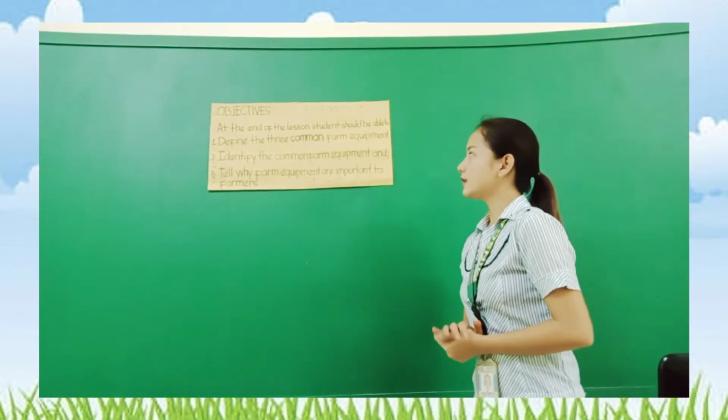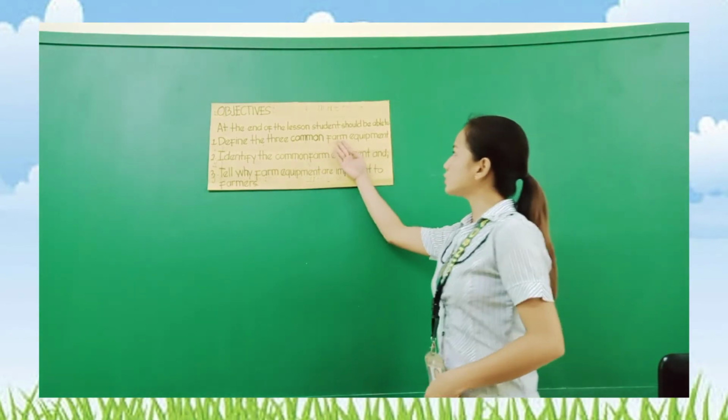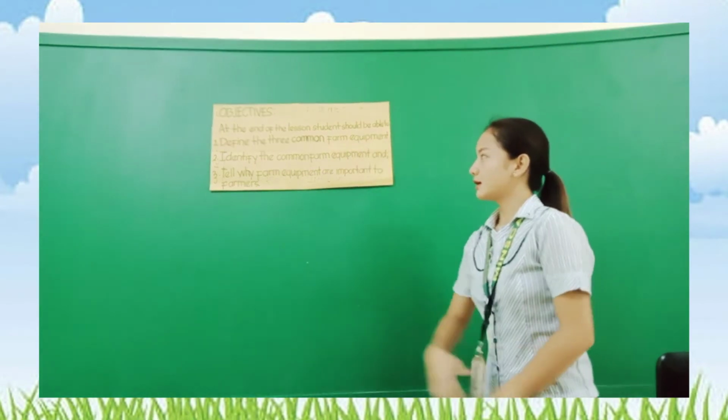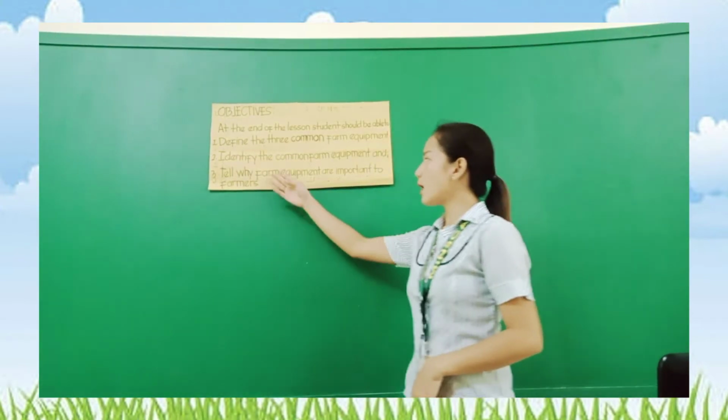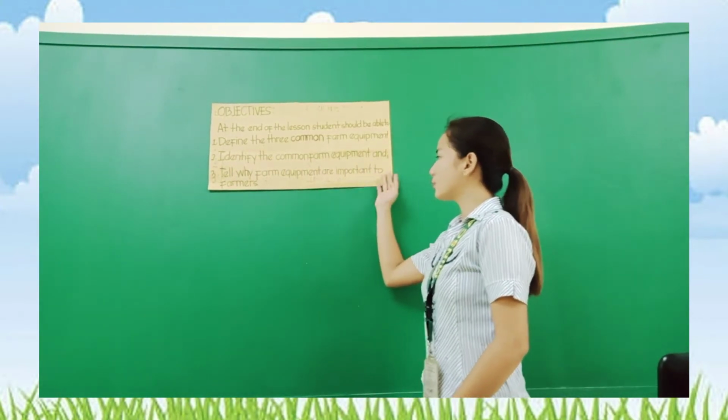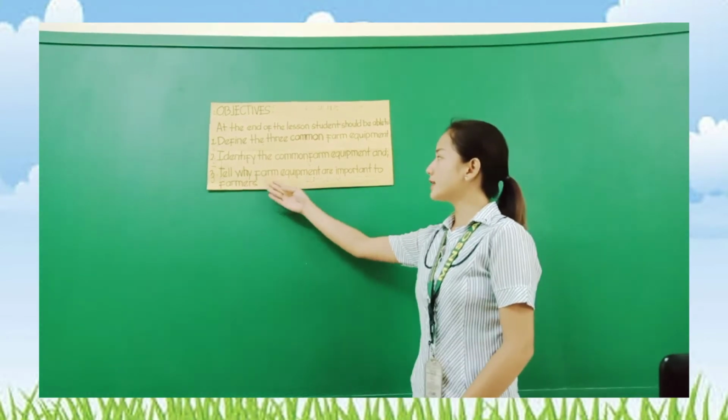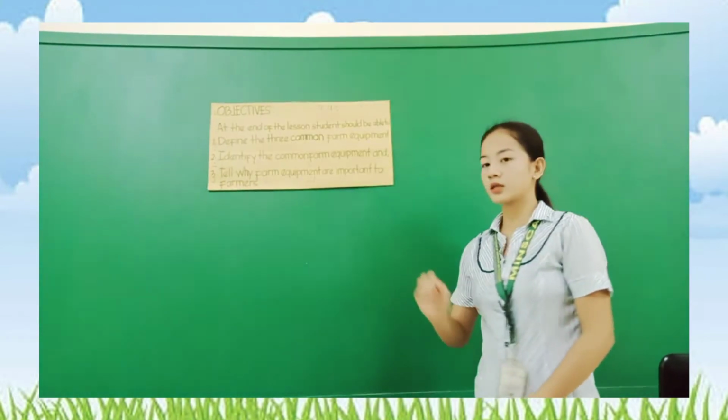So at the end of the lesson, you should be able to: one, define the common farm equipment; two, identify the common farm equipment; and three, tell why farm equipment are important to farmers.